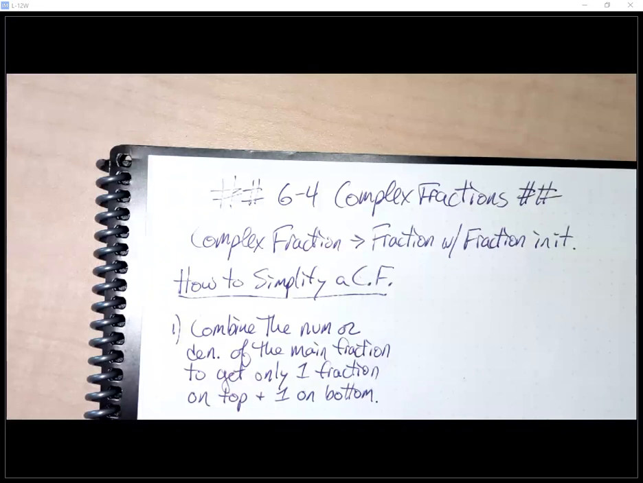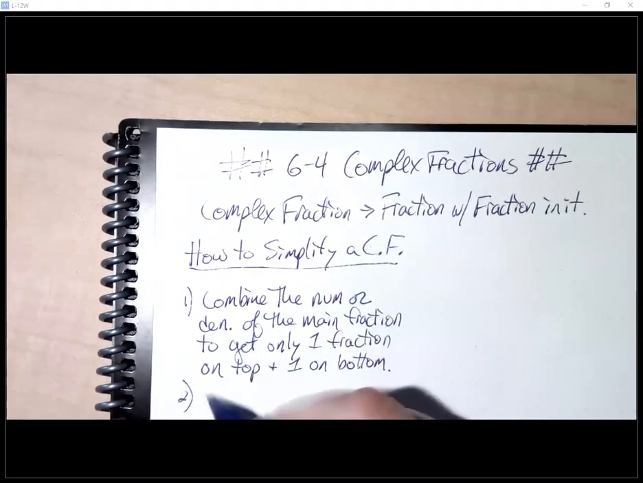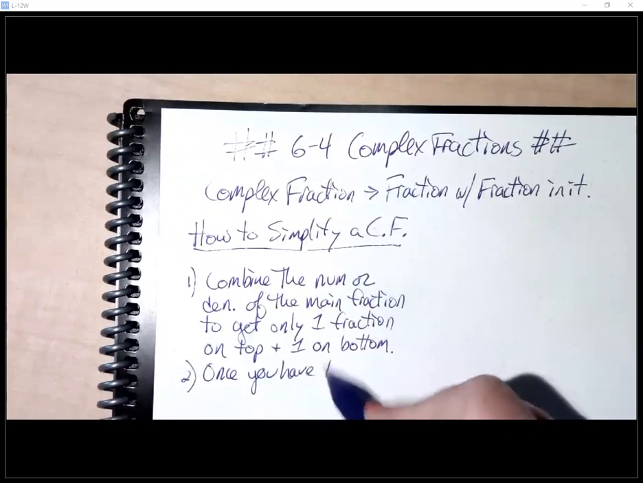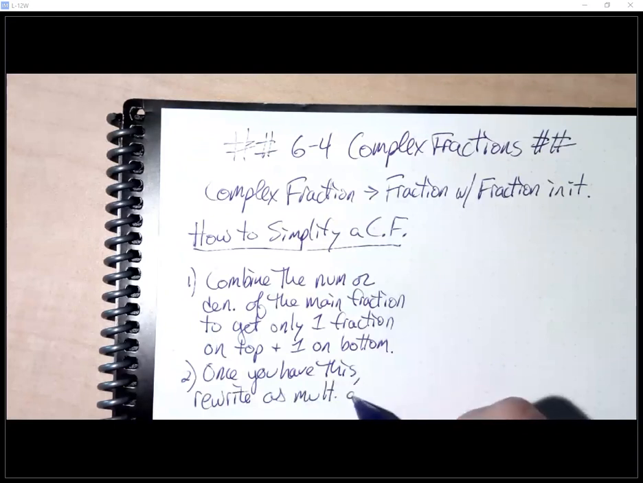And how do we handle division of fractions? Keep, change, flip. So once I get it to a single fraction over a single fraction, I can rewrite it as keep, change, flip, multiplying by the reciprocal. So it's just step one that can be kind of tedious. But then step two, once you have this, rewrite as multiplication of the reciprocal. In other words, keep, change, flip.